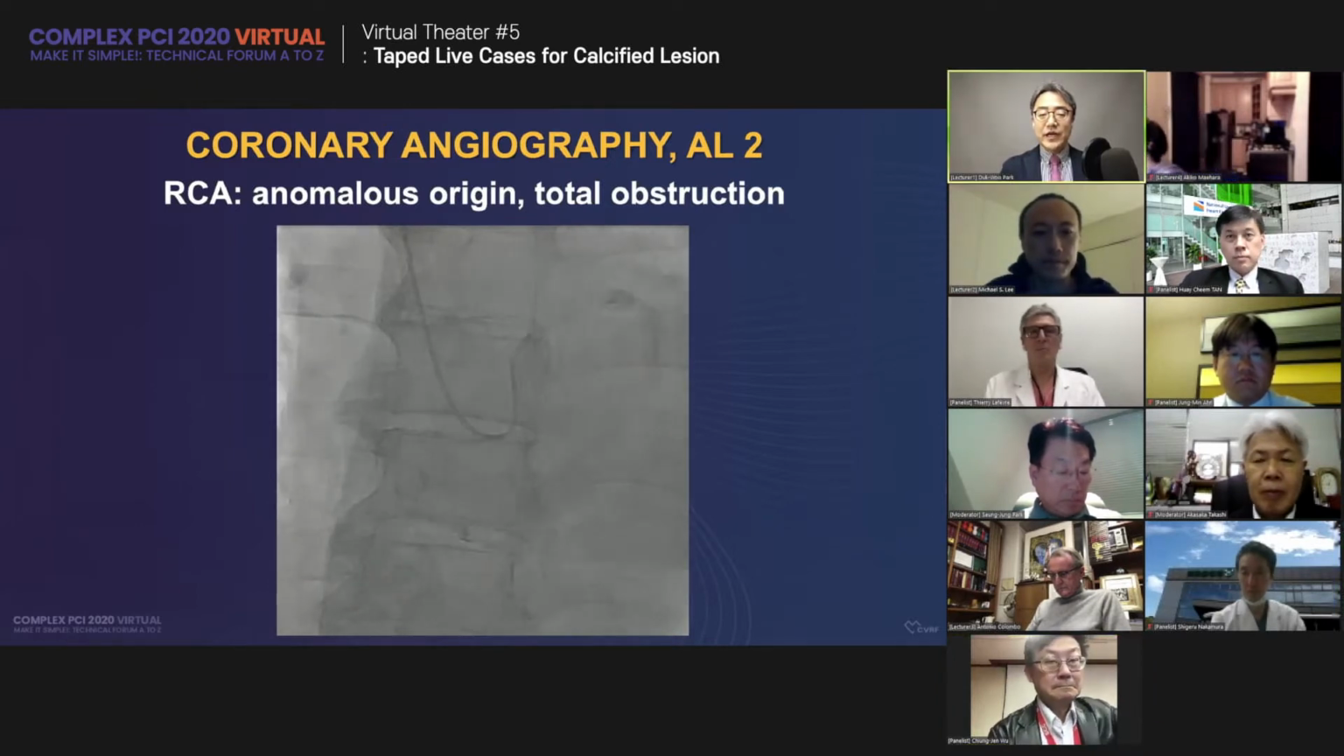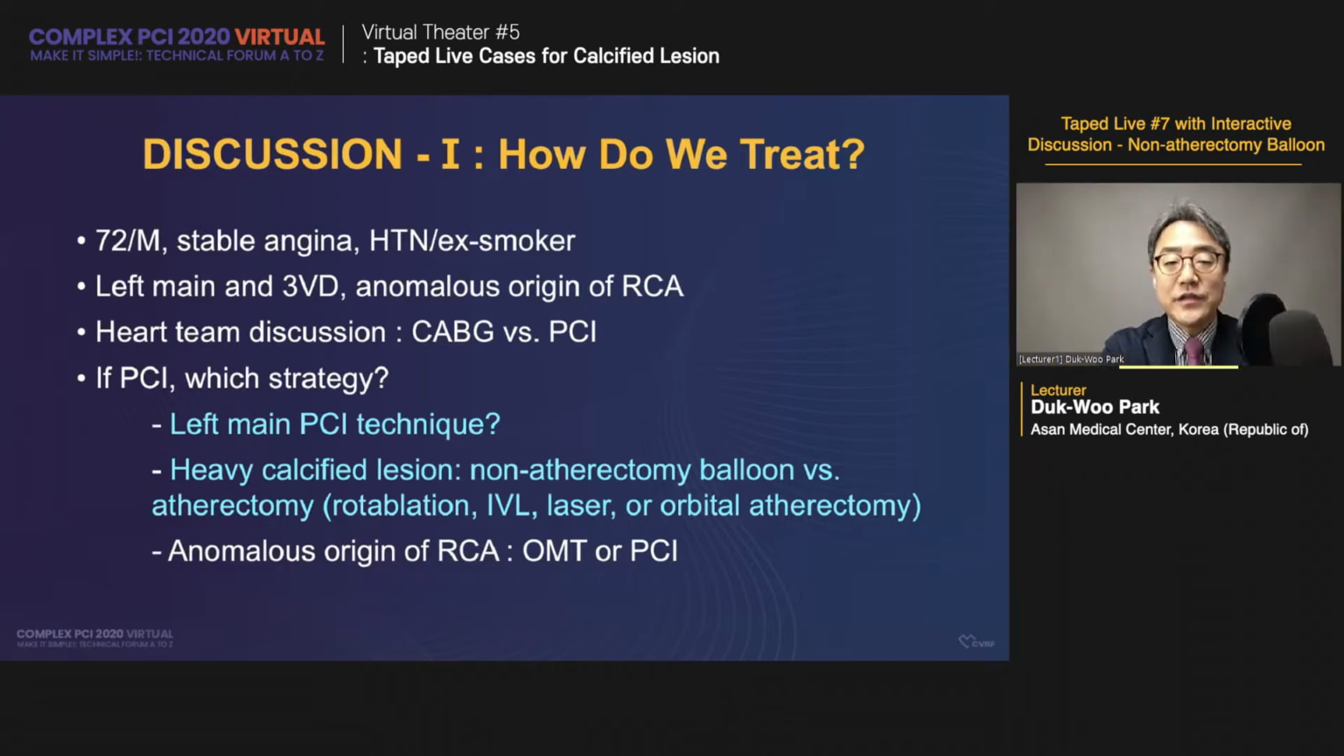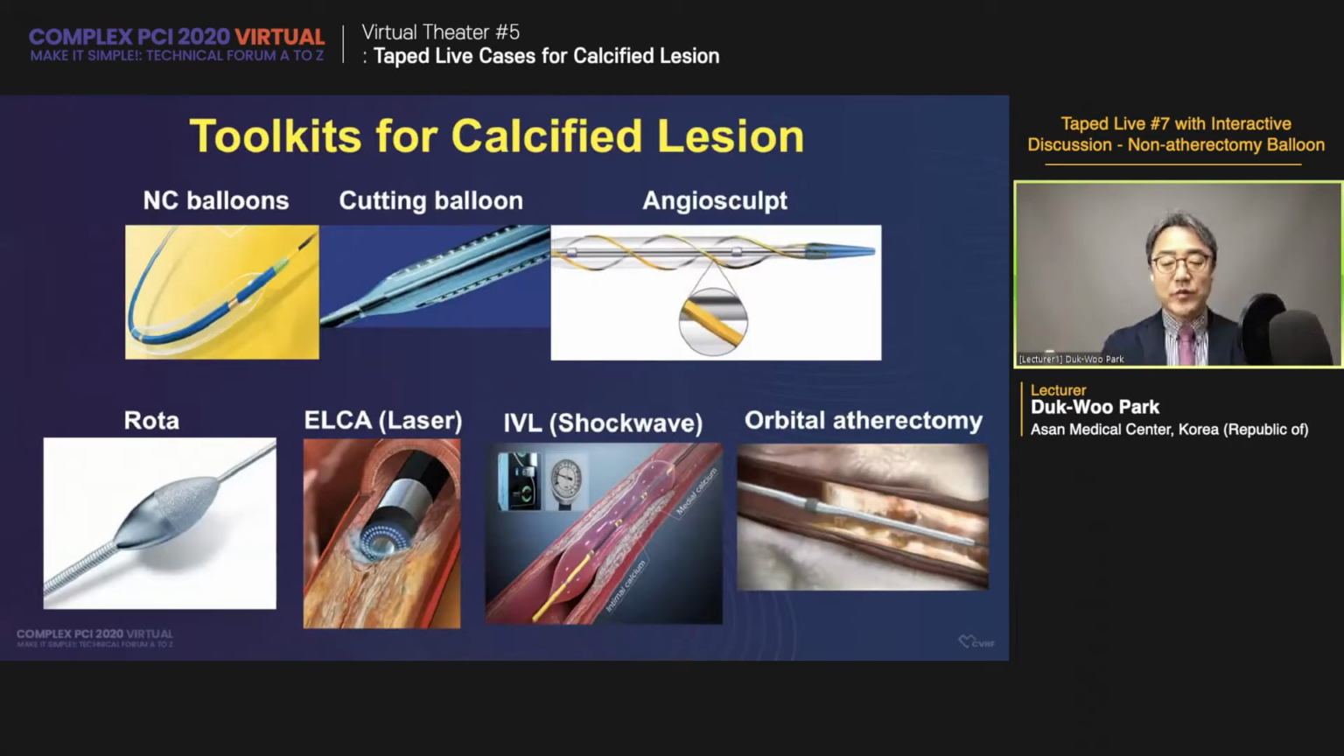Okay, so I will go on to the next step. We had a heart team discussion, and the patient strongly refused bypass surgery, so we finally decided on PCI. With the anomalous origin of the right coronary artery and a relatively small circumflex, we decided on optimal medical therapy for the RCA.